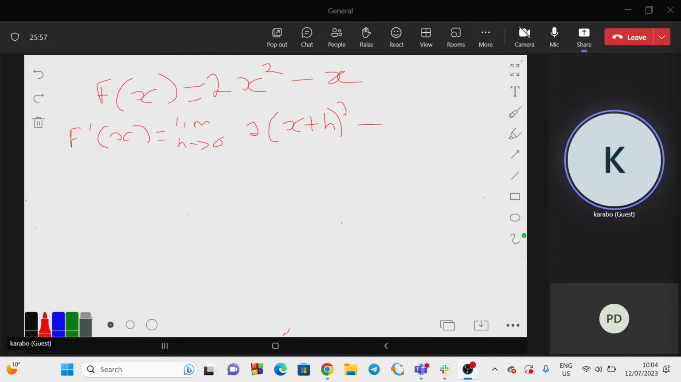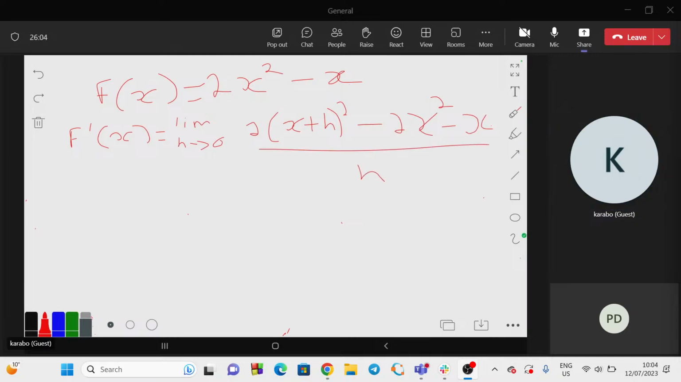But then isn't it supposed to be minus 2x squared minus x over h? No, it's going to be 2x squared. Okay, listen properly. It's going to be 2 in brackets x plus h squared minus in brackets again x plus h. Minus again 2 in brackets 2x squared minus x. Did you get it now?